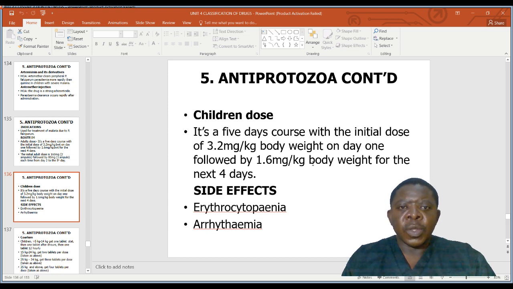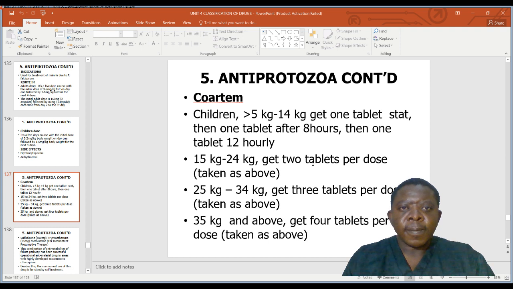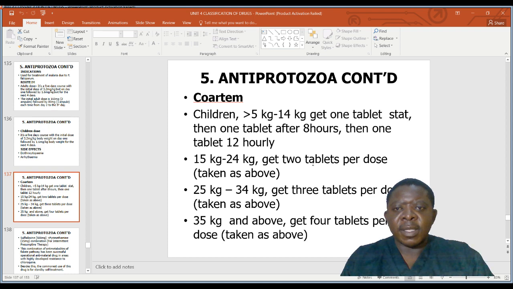Okay, so the children's doses there, those can be given. Then the Coartem, we have the children's dose given per kg body weight. So 15 kg, 25 kg, 35 kg. So we have that graduation and the number of tablets that you have to give.